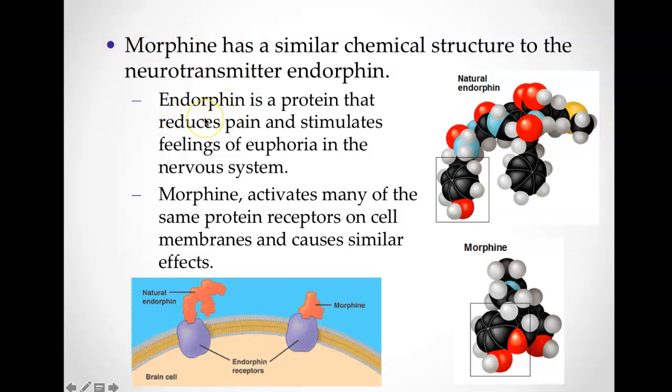Because that feeling is so amazing. So an endorphin is a natural painkiller that's produced in the body that fits into a receptor. And a receptor is a protein that's in the cell membrane. So it fits into the receptor and it sends a signal and it gives you that feeling. So morphine is actually a drug. So it's exogenous. It's not made within the body, but it is put into the body to mimic an endorphin.